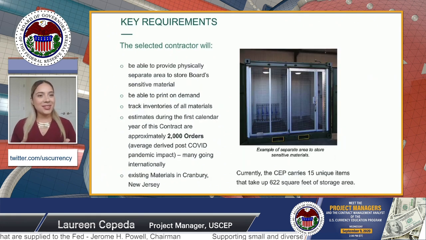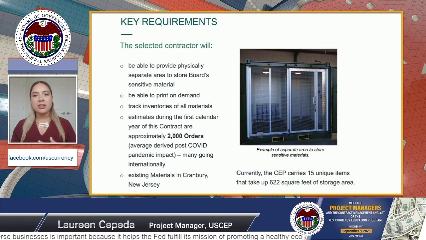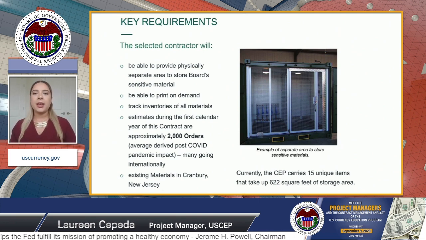So let's talk about storage. This is really important. Currently, all of our storage takes up about 622 square feet of storage area for the volume of 15 unique items that we currently have. We expect that our contractor will house all of our material and that they be able to provide a physically separate area to store any sensitive material.